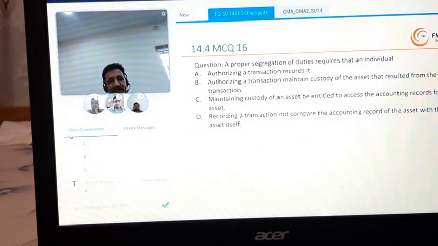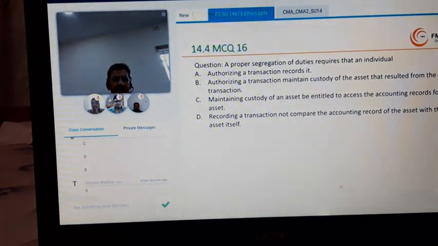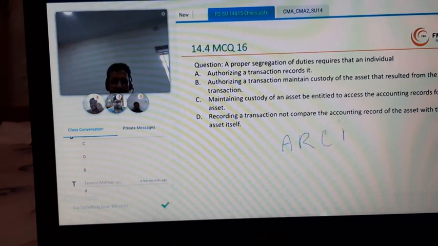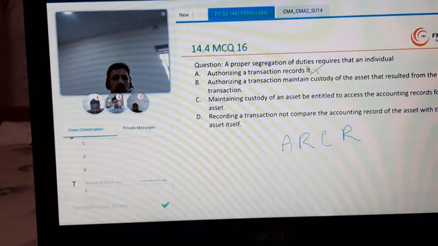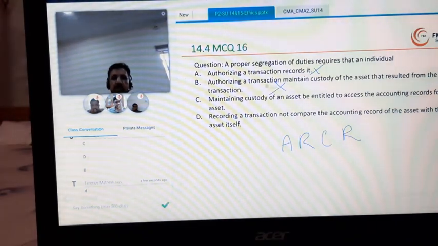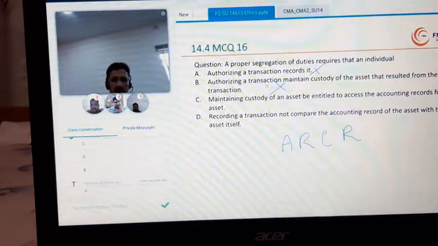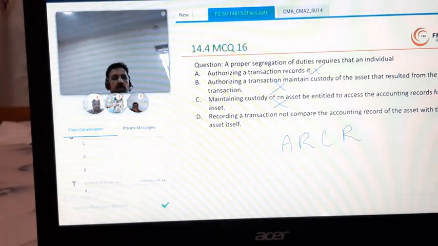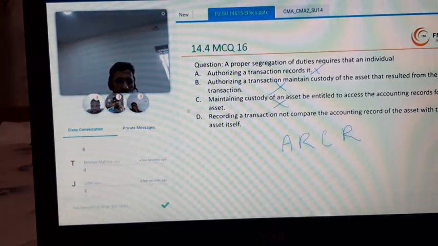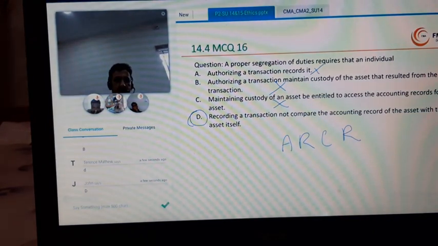A proper segregation of duties requires that an individual not handle conflicting functions. Authorizing a transaction and maintaining custody, authorization and custody are conflicting functions. One person doing both is not proper segregation of duties. Maintaining custody of an asset while being entitled to access the accounting records, record keeping and custody of the related asset, is not proper segregation of duties. Recording a transaction and not comparing the accounting record of the asset means there is no violation of conflicting functions. Agreed, so this is the only one which could be called proper. Sami, is it clear for you? Yes, sir. Next.